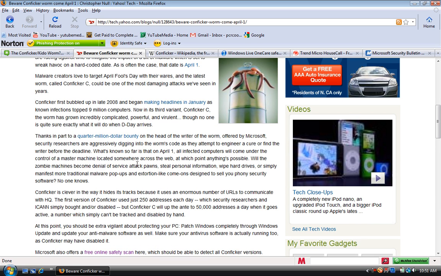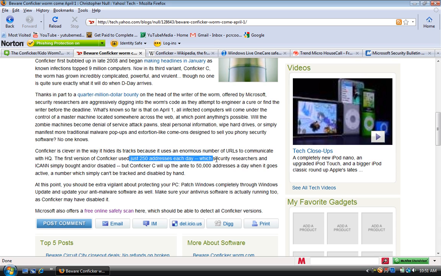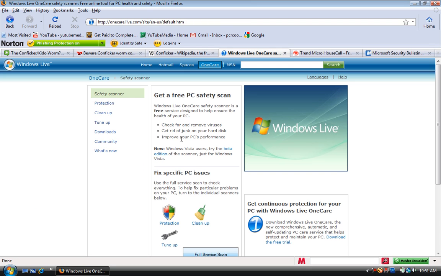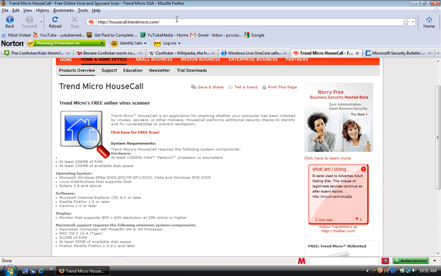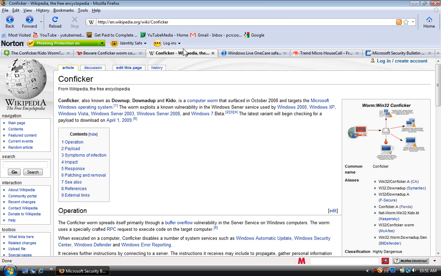So they tried just buying out all the addresses that it was using, but now they can't because it's using 50,000. Now Microsoft has a free online scan right here. I have the links right here. This is for, I guess it doesn't work for Vista, it's for XP. If you have Vista, use HouseCall Trend Micro. HouseCall Trend Micro, they have a free scan you can use to scan for it. And then the patch right here, more information on Wikipedia here. It's also known as the Downadup or Kido worm, or just the Conficker worm.